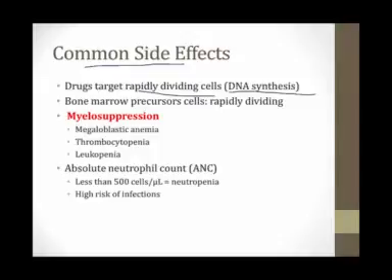One group of rapidly dividing cells found in the body are the bone marrow precursor cells. They're always dividing to make more red cells and platelets and white blood cells. For this reason, a common side effect of all the drugs we'll discuss in this module is myelosuppression. Specifically, by disrupting DNA synthesis, these drugs create a megaloblastic anemia, which we'll talk about in a minute, as well as thrombocytopenia and leukopenia.